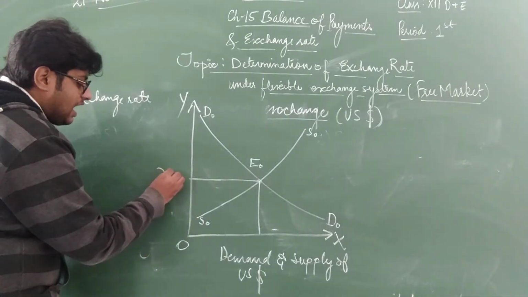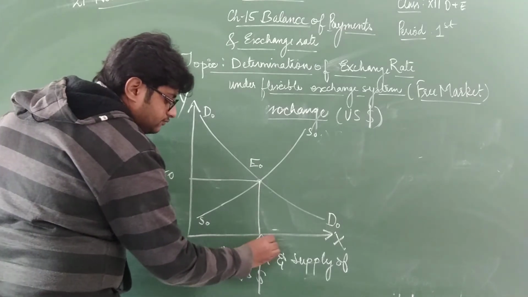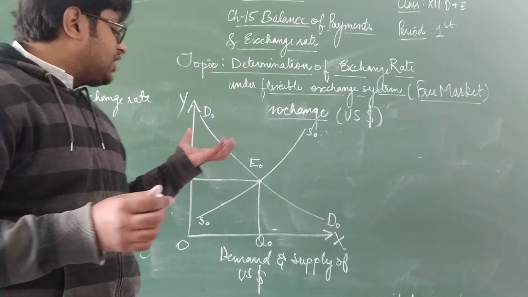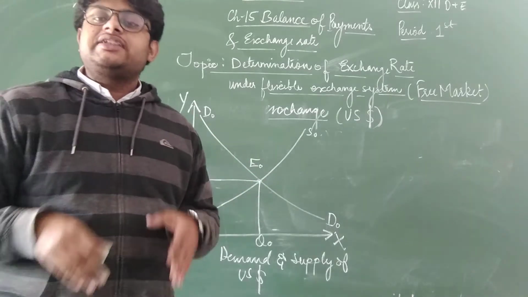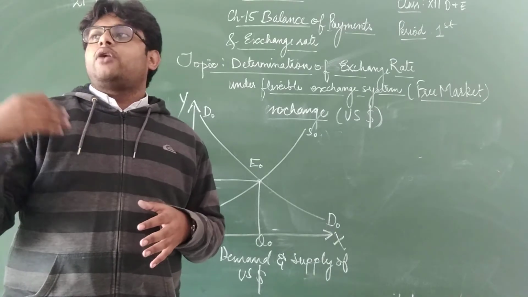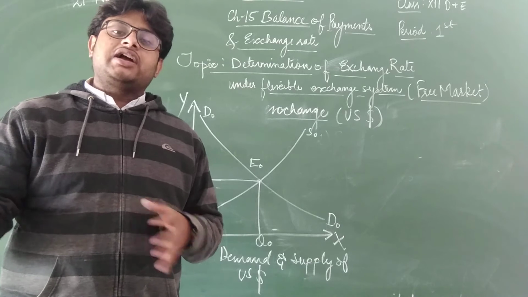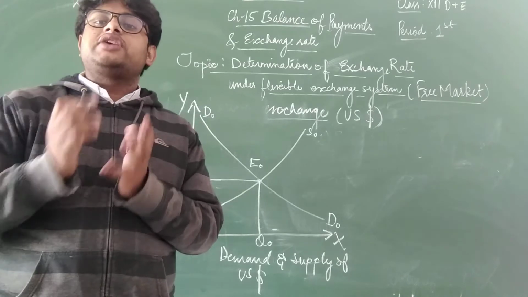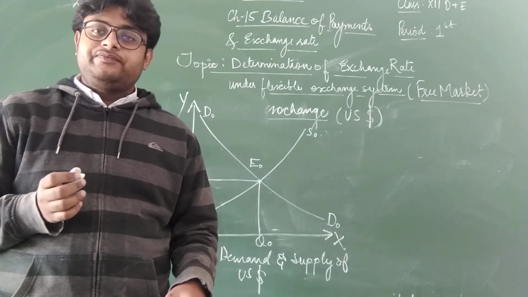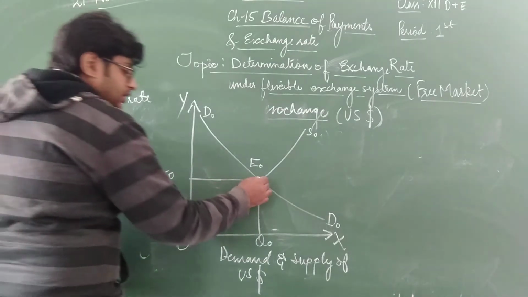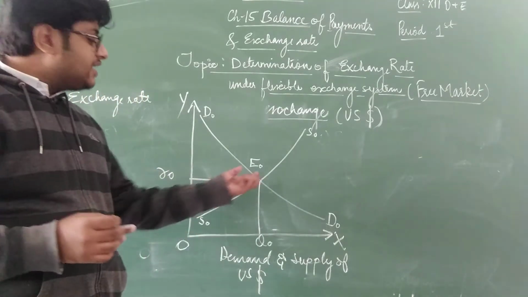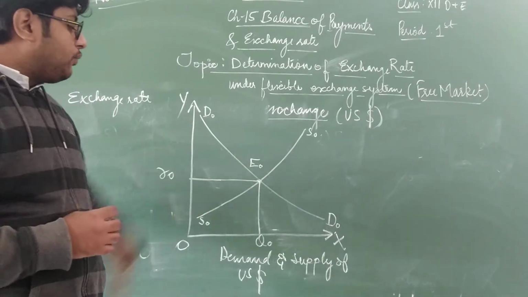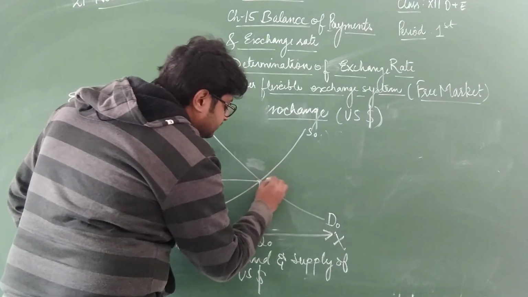I will mark it as R0 and Q0. At this point the market will be clear, because whatever US dollars are demanded in India for fulfilling the obligations to the United States of America, the same quantity of US dollars is supplied at the same time. Alright. Now we will take this as the equilibrium situation, and we will take two situations of disequilibrium. First, I am writing this E0 over here.